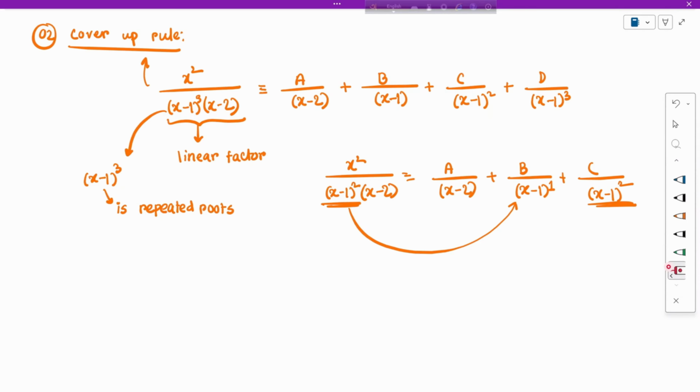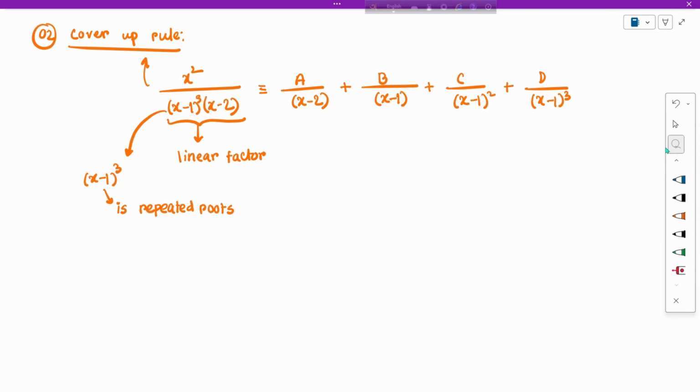For example, this one is right in front of you. It has the highest degree of 3, so we started with the lowest degree 1 and then progressed up to 3. So this is the rule for writing the partial fractions in case of repeated roots in the denominator of the given expression.